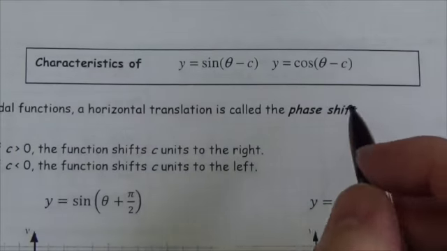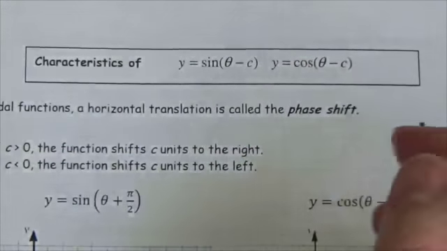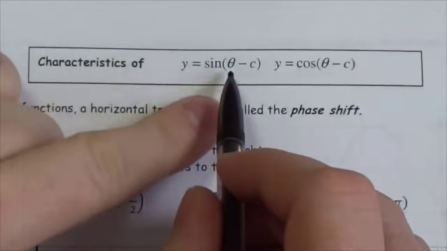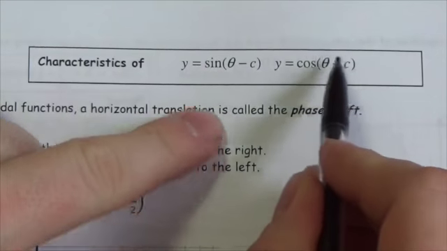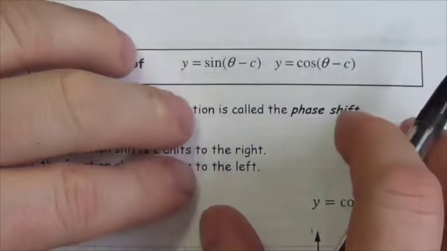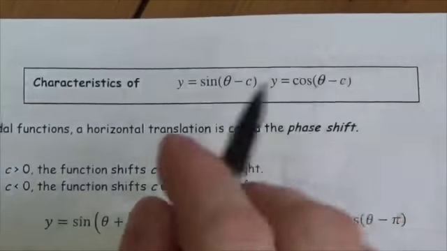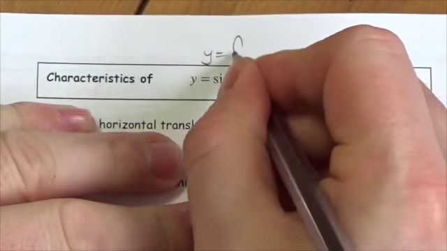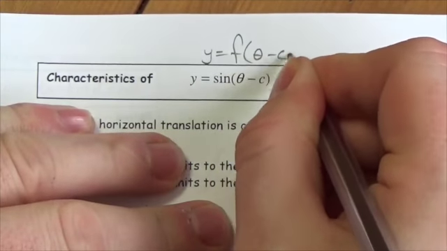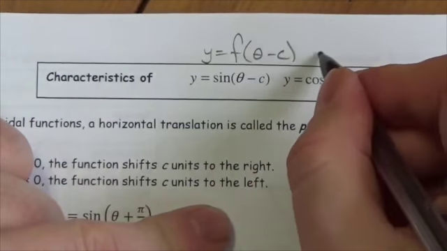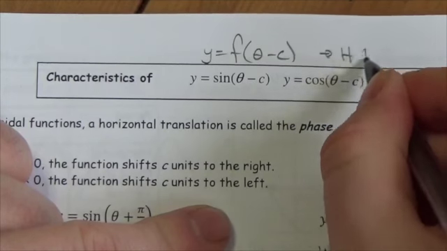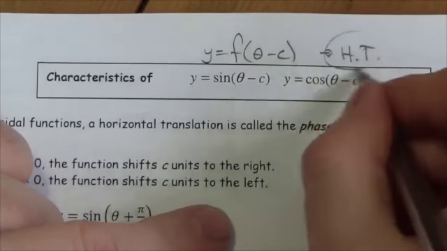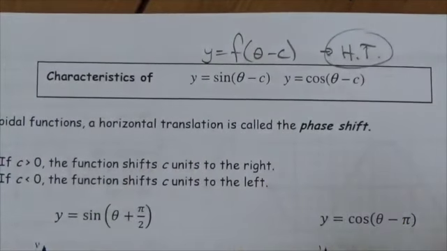Okay, now we're going to take a quick look at another transformation here. And again, notice that this is happening within the function. Again, sine and cosine are just functions of theta here. And so there's been a change inside the function. This is like writing y equals f of theta minus c. So this is going to be a horizontal translation, okay? Horizontal translation.